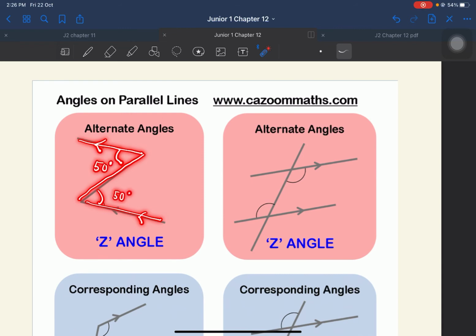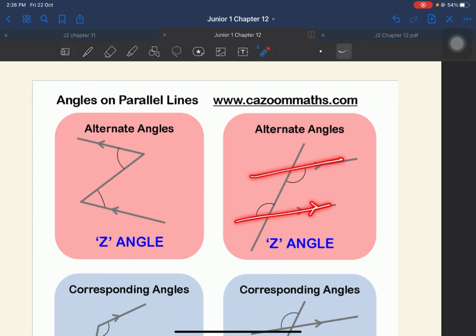It shows a Z angle. You can see it looks like a Z. Same goes for different directions. If you have this parallel line and this is your transversal, these two angles, we call alternate angle, will be the same as well. If here is 100 degrees, here will be 100 degrees as well. Alternate angle.